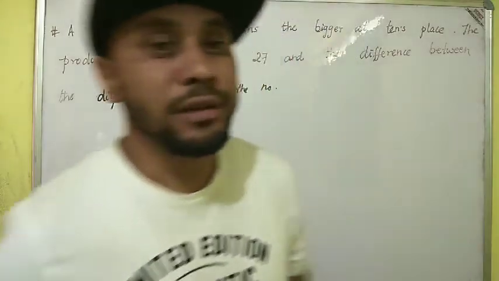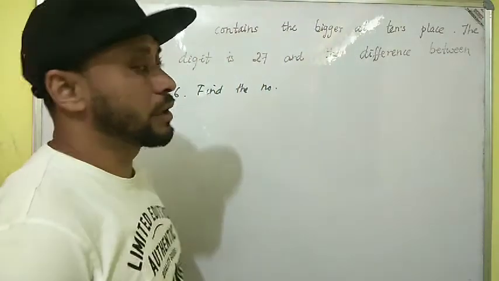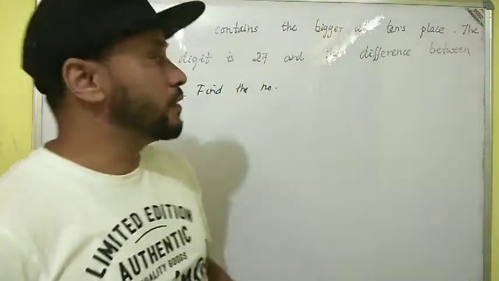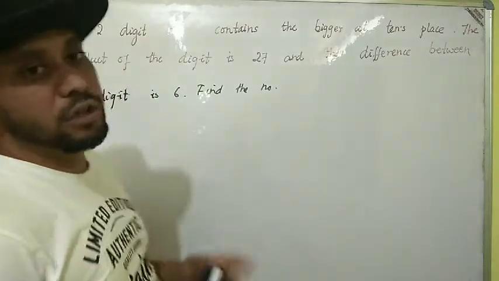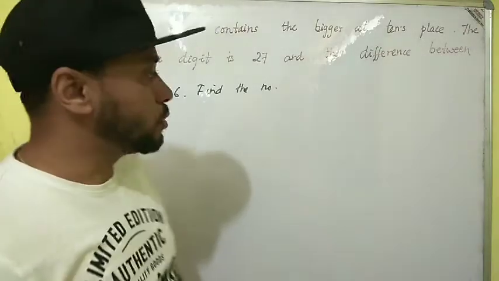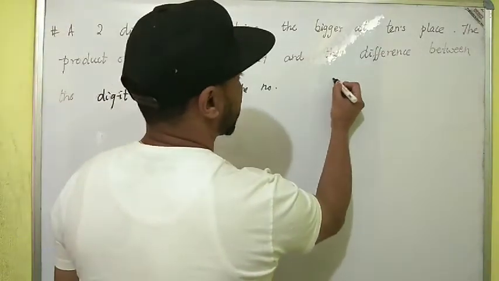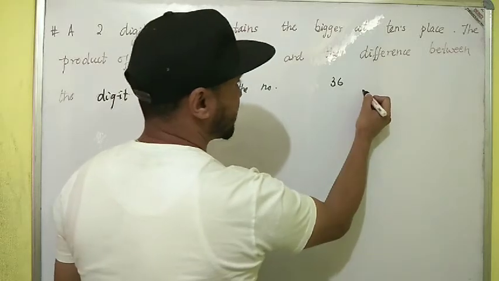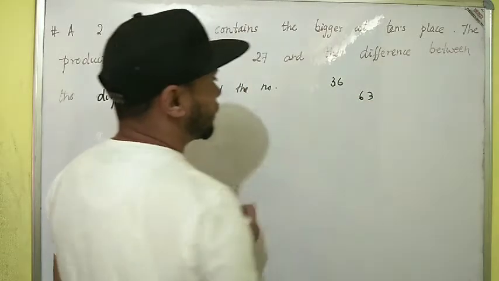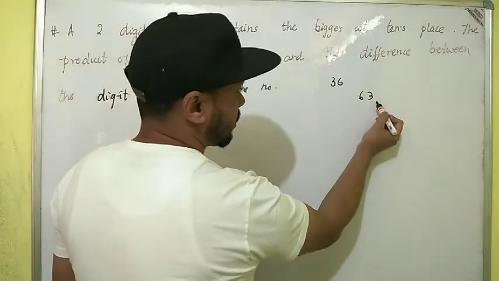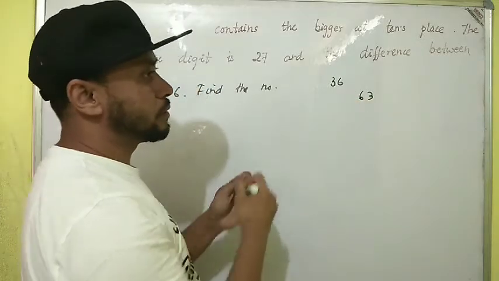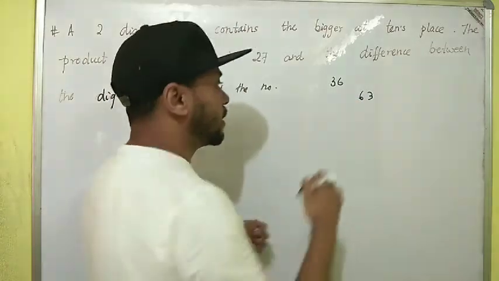Now let's move on to the next example. Okay, on number system only, but this is a little bit different. Here we have to know about two-digit numbers. So what are two-digit numbers? Let us take the example of 36 and 63. If you look at this one, we always take the value from the right hand side.